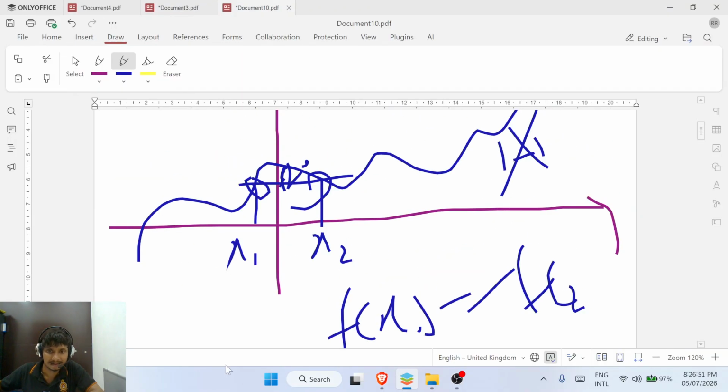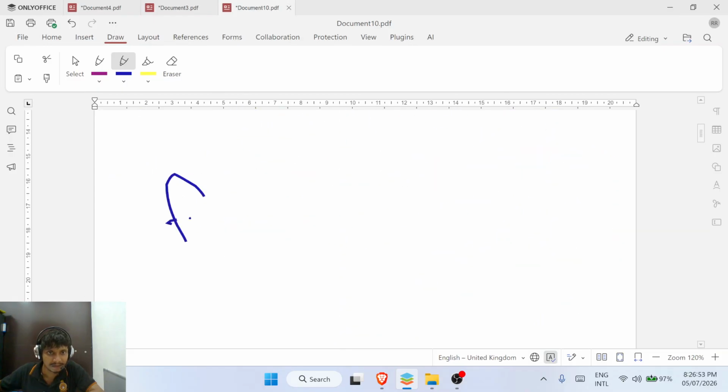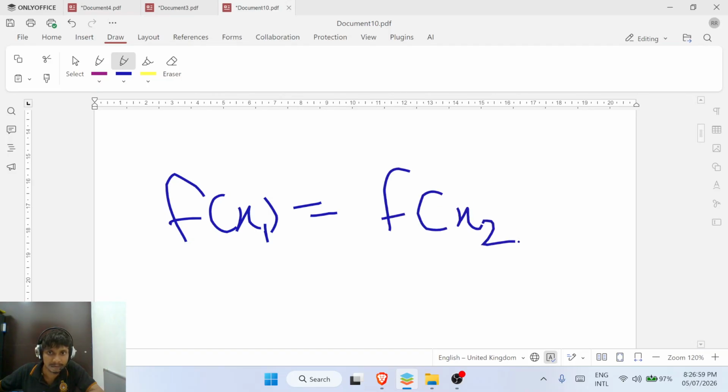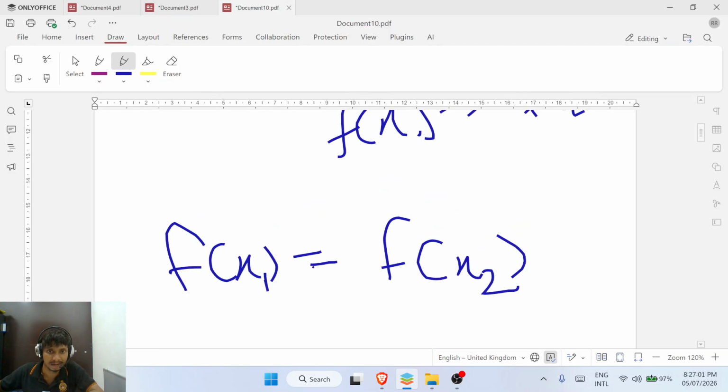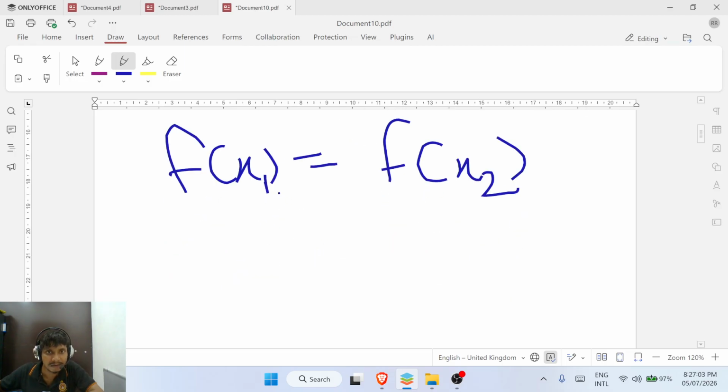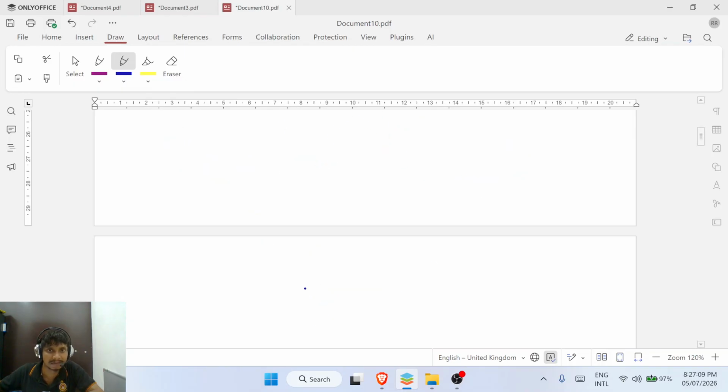I will write it very clearly. In this graph, f of x1 is equal to f of x2. Therefore, this is not a one-to-one function.